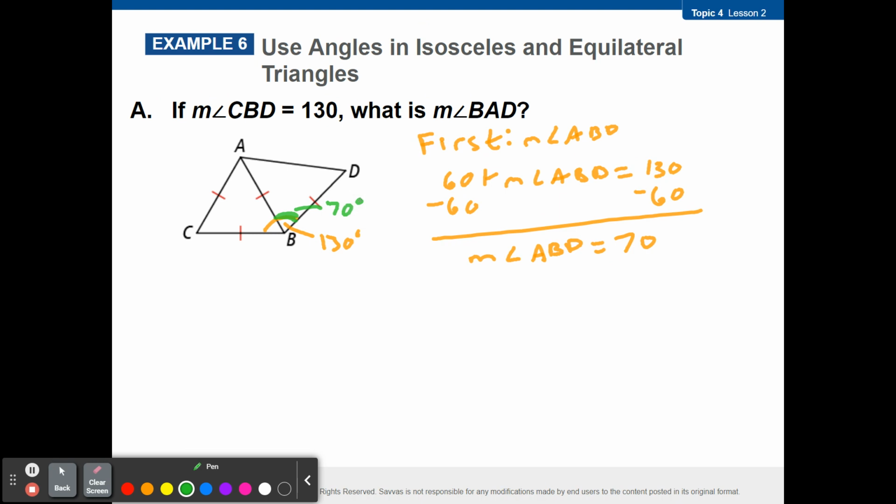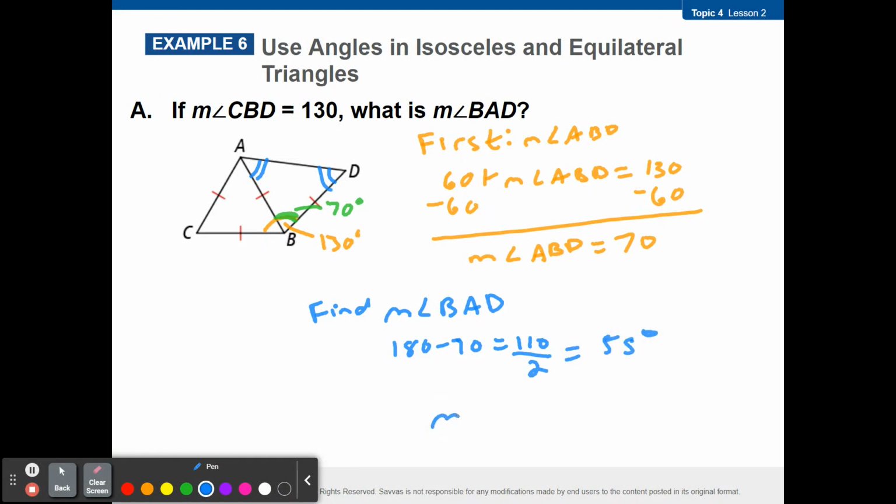Just that part. Now they want us to find BAD, so this angle right here. We know that this angle and this one are going to be congruent because it's an isosceles triangle. So all you'd have to do is 180 minus 70, leaving you with 110. Then divide that by 2, leaving you with a total of 55 degrees. So our final answer is that the measure of angle BAD is equal to 55 degrees.